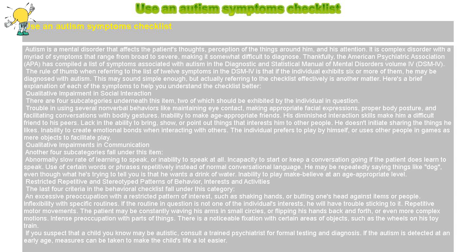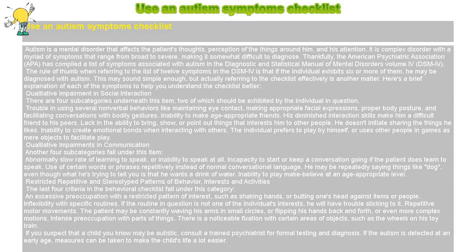This may sound simple enough, but actually referring to the checklist effectively is another matter. Here's a brief explanation of each of the symptoms to help you understand the checklist better. Qualitative impairment in social interaction. There are 4 subcategories underneath this item, 2 of which should be exhibited by the individual in question.